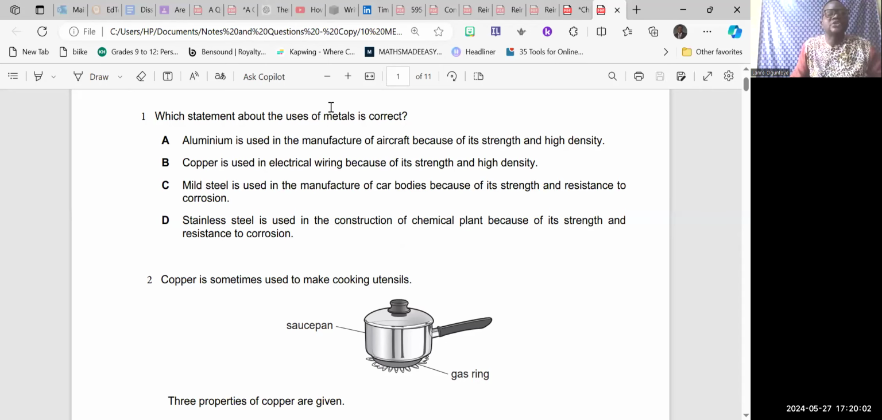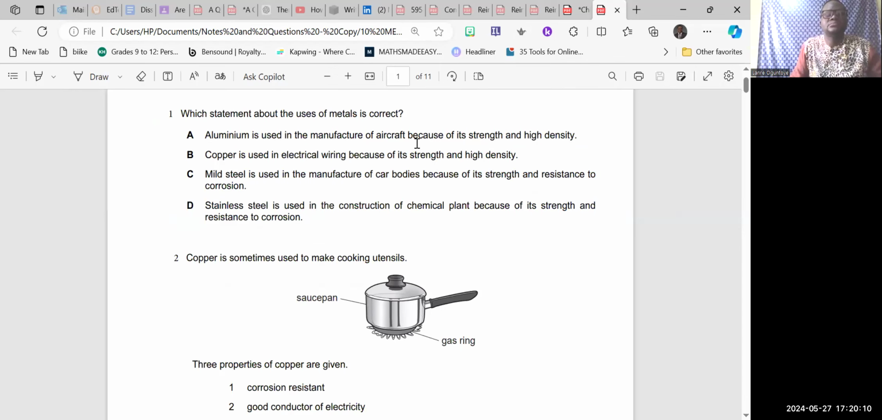Who is answering question one? Yes, Toby Obalola, go ahead. I think it is D. Did you say D? Yes, sir. Okay, stainless steel is used in the construction of chemical plants because of its strength and resistance to corrosion.